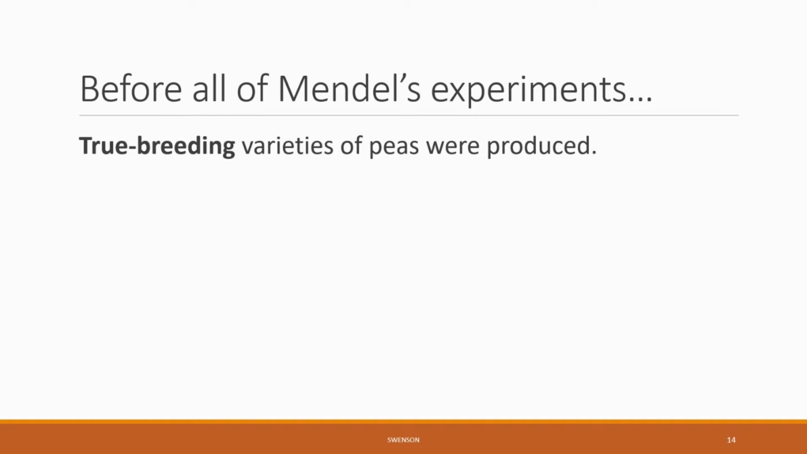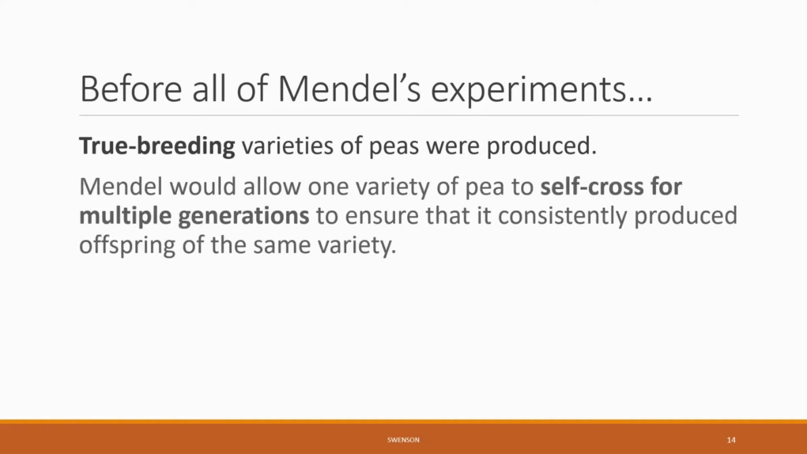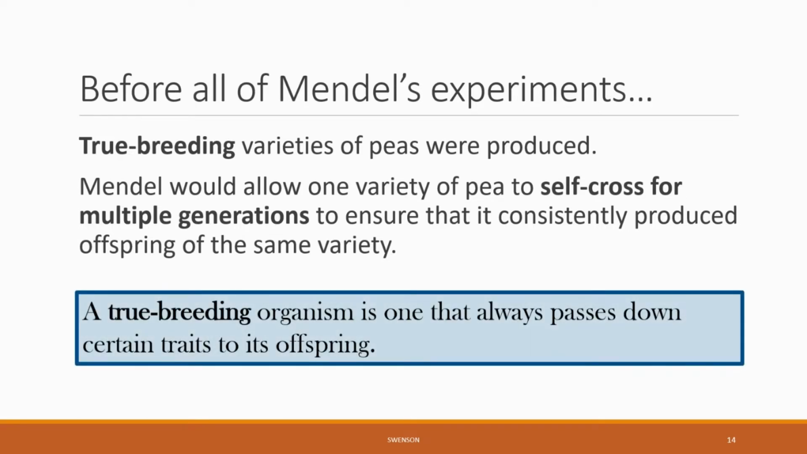In Mendel's experiments, he was able to create true breeding varieties. A true breeding organism is one that always passes down certain traits to their offspring when bred with the same true breeding organisms. Mendel would allow one variety of pea to self cross for multiple generations to ensure that it consistently produced offspring of the same variety.